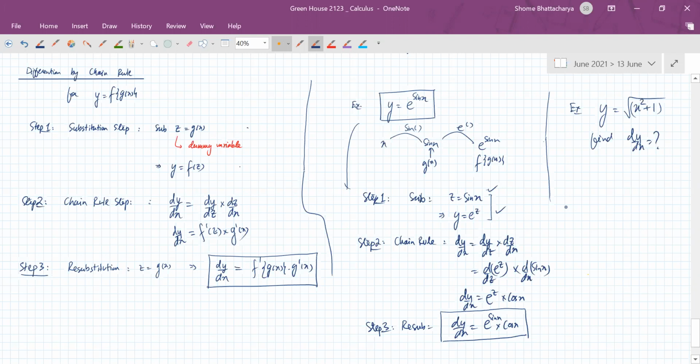Like that, if we know how y is changing with respect to z, we know the rate of change of y with respect to z, and we know the rate of change of z with respect to x, then by multiplying the two, we will get the rate of change of y with respect to x.